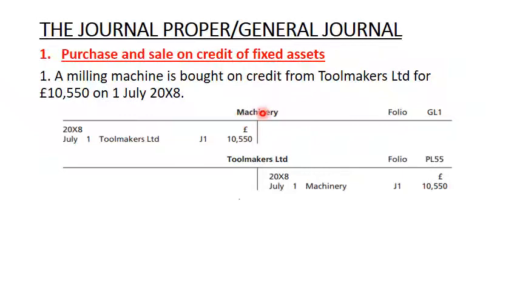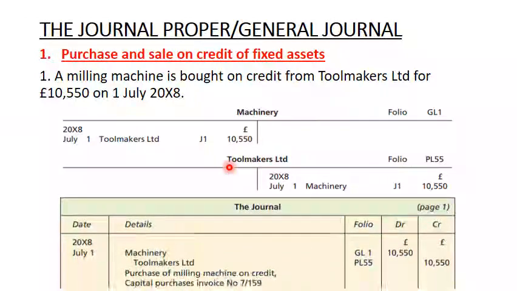So the milling machine or machinery account is going to receive 10,550 from the Two Makers, which is the value of the asset that the company has received, 10,550 in form of a milling machine. Then the Two Makers account has given away this machinery, the milling machine, which is worth 10,550. So this is the double entry, right? It has to be recorded in the journal proper.